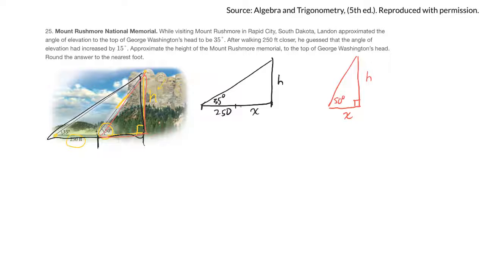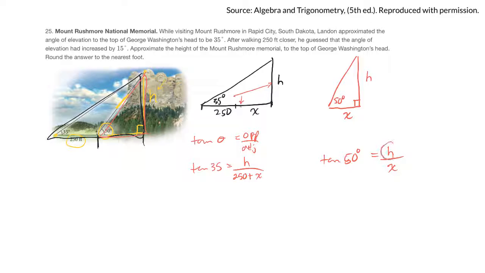So here, if the opposite and the adjacent side are in question, I can use the tangent ratio. Tangent's opposite over adjacent. So the tan of 35 is equal to the opposite side, h, over the adjacent side, 250 plus x. Similarly, on the smaller triangle, you get tan of 50 degrees is equal to h over x.